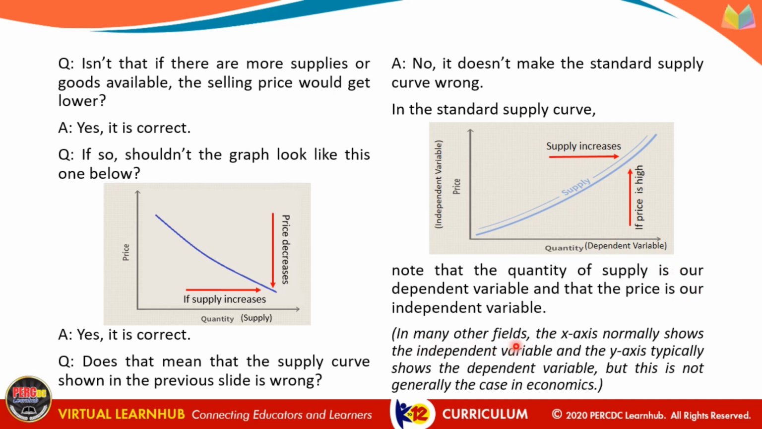In many other fields, the x-axis normally shows the independent variable and the y-axis typically shows the dependent variable. But this is not generally the case in economics. Okay? In this graph, price here is our dependent variable and the supply is our independent variable, which is different from our standard supply curve. Okay? I hope that makes things clear. So let's proceed with our definition of terms.